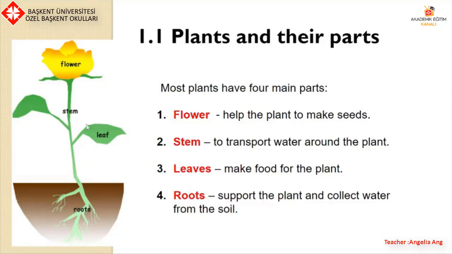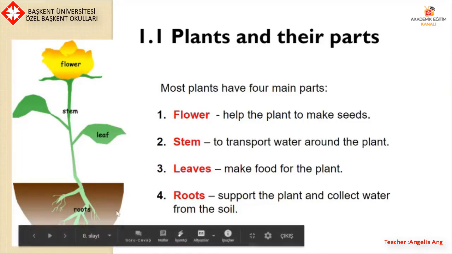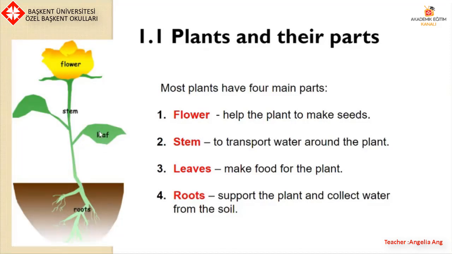The third part is leaves. It makes food for the plant. And the last part is roots. Roots support the plant and collect water from the soil.